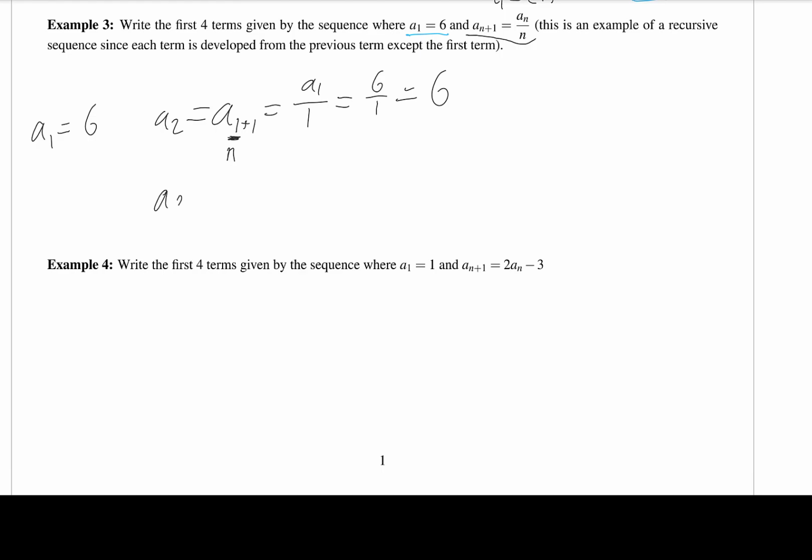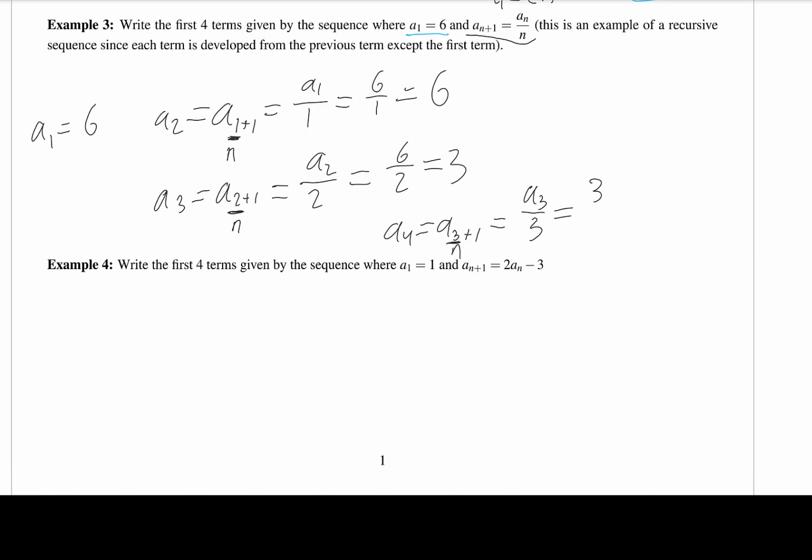Now let's say I want to find A3. Well, that would be A2 plus 1. So this is going to be our n value. And so this is going to be A2 over 2, which is 6 over 2, which gives us 3. And then finally, we'll have A4. That's the same thing as A3 plus 1. So 3 is our n value. So I should have A3 over 3. So that'll be 3 over 3, which gives us 1.